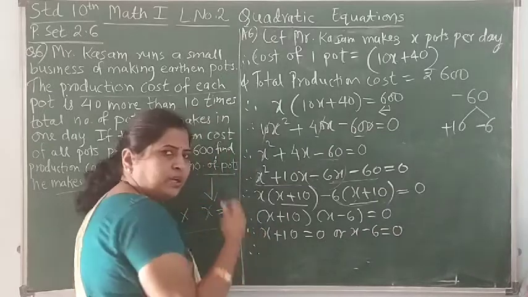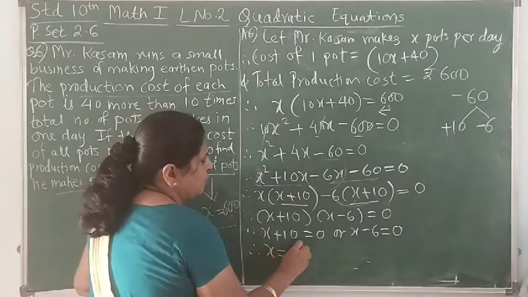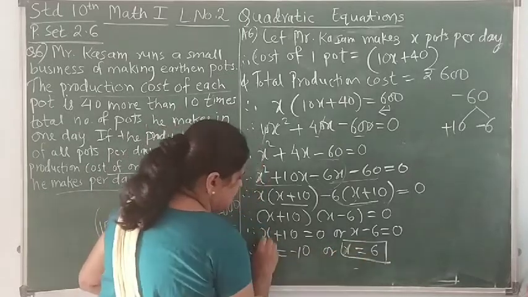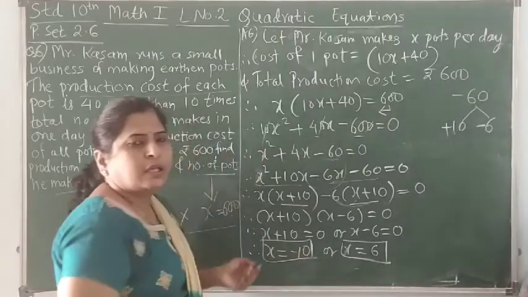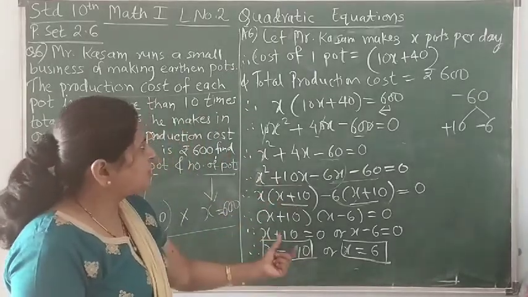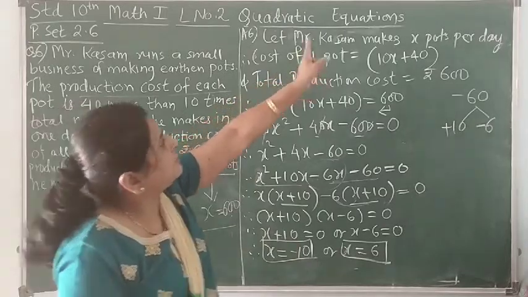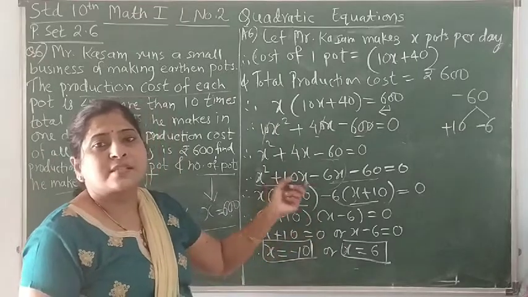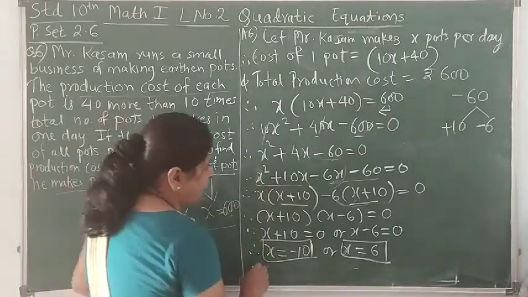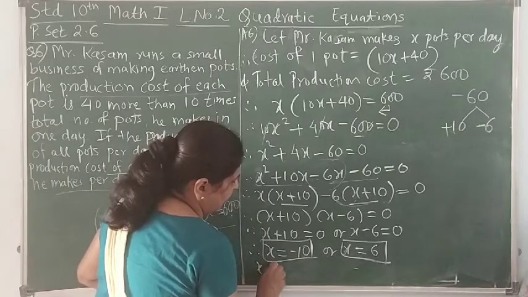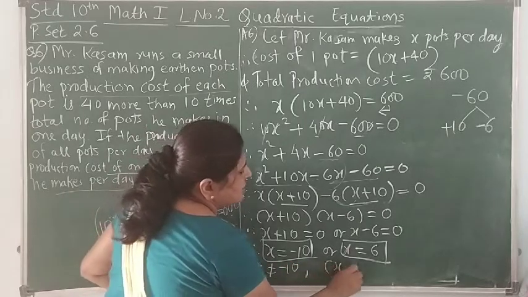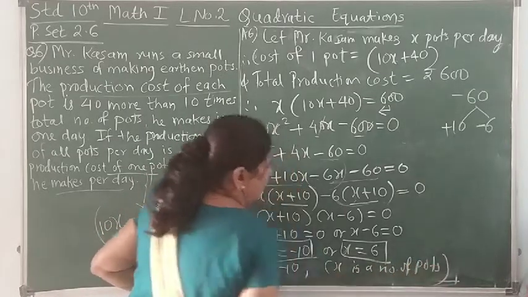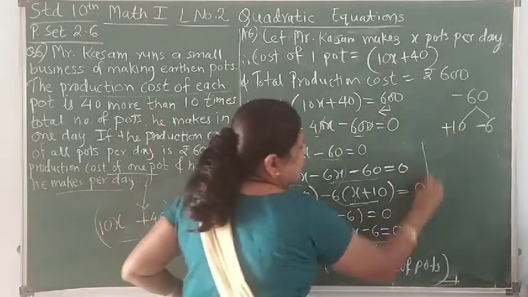This is the usual procedure we follow for all sums. So x is equal to minus 10 or x is equal to 6. Okay, highlight both answers. This is one important step in your calculation of answers. Now x cannot be negative, as x is the number of pods. What is x? He makes x pods. Can he make negative pods? So the number of pods cannot be negative. Okay, so we will write x cannot be equal to minus 10 as x is the number of pods. So what should x be? x should be 6. Therefore you can continue.